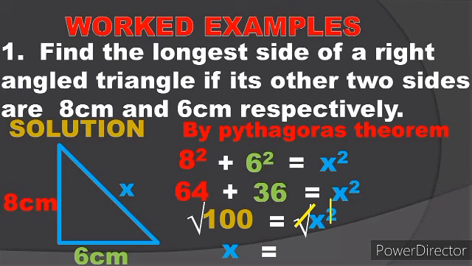Square root means what number will multiply itself to give you that number. So therefore, what is the square root of 100? What number will multiply itself to give you 100? And the answer is 10, because 10 times 10 is 100. So our longest side, which is the hypotenuse, is 10 centimeters.